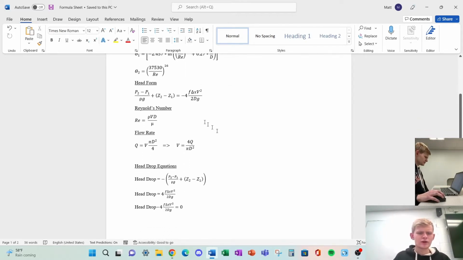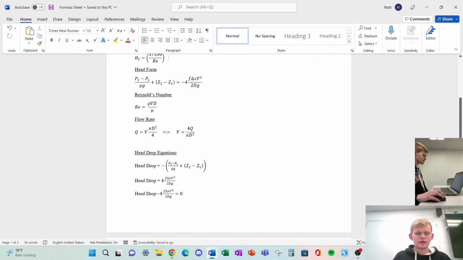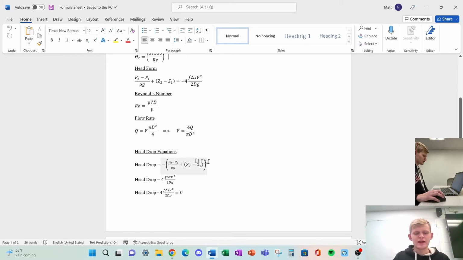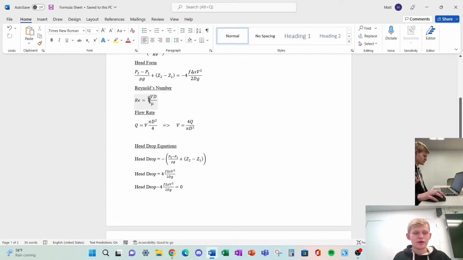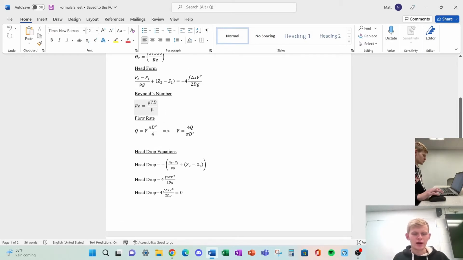Coming down here, we also have our Reynolds number and our flow rates, and something that we're going to be using is finding our velocity from the flow rate, which I've already calculated here. We also have something called our head drop. Head drop is sort of the distance for our flow from the pressures, from the difference in pressures.